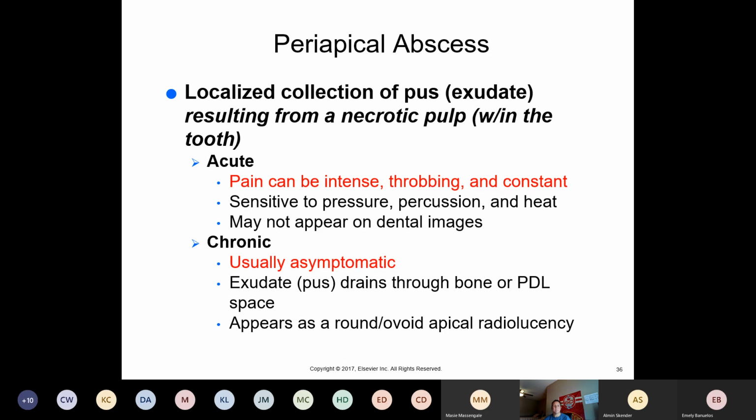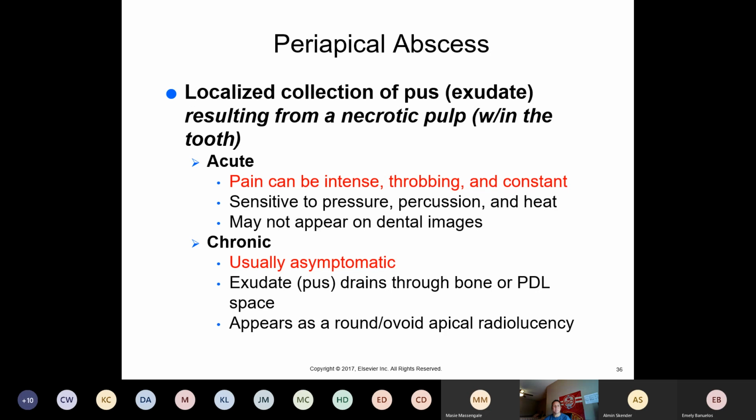So with an acute periapical abscess, the pain is intense, throbbing, and constant. We usually see sensitivity to pressure. Percussion is when you tap on it or bite on it. And then heat is another one that we see with periapical abscesses. This may or may not appear on a dental image, depends on how quickly it's come on. Is the infection involved enough yet for us to actually see it on an x-ray?